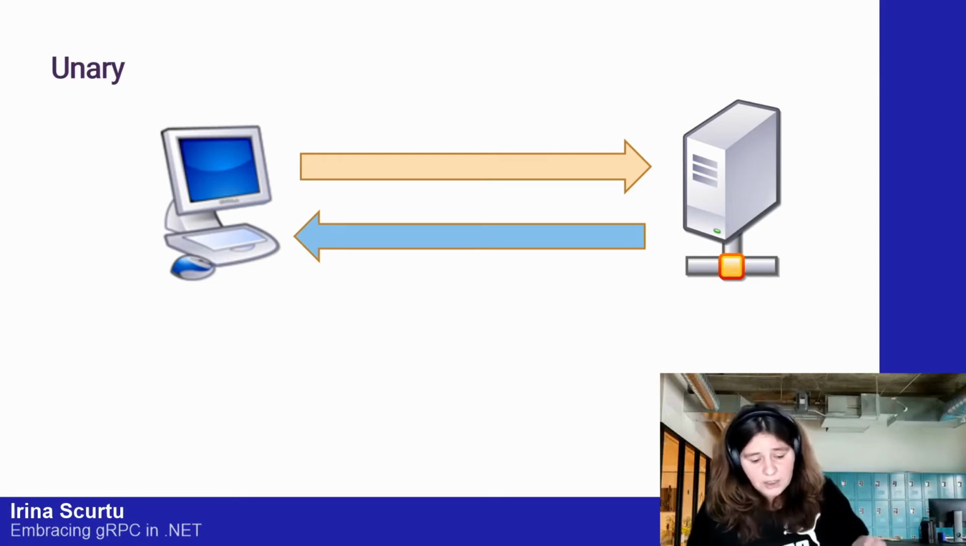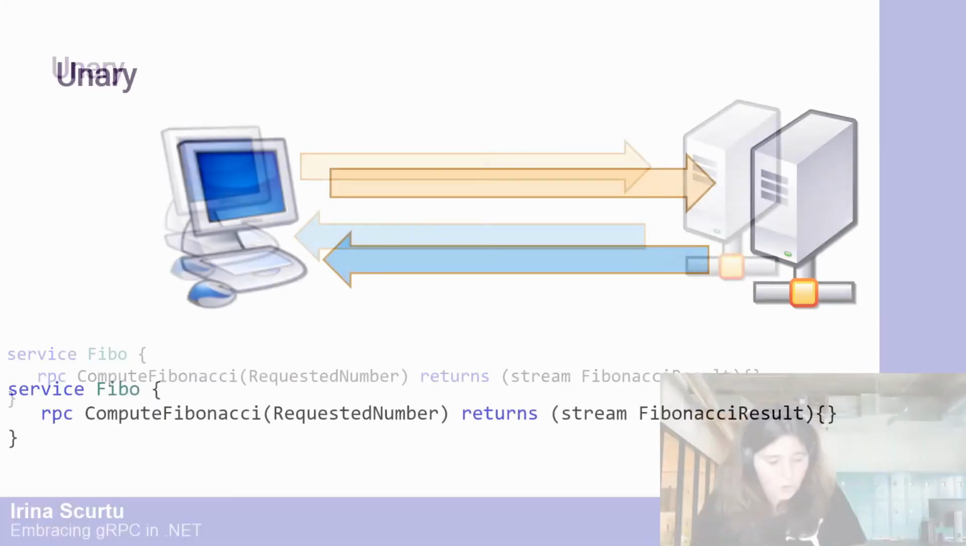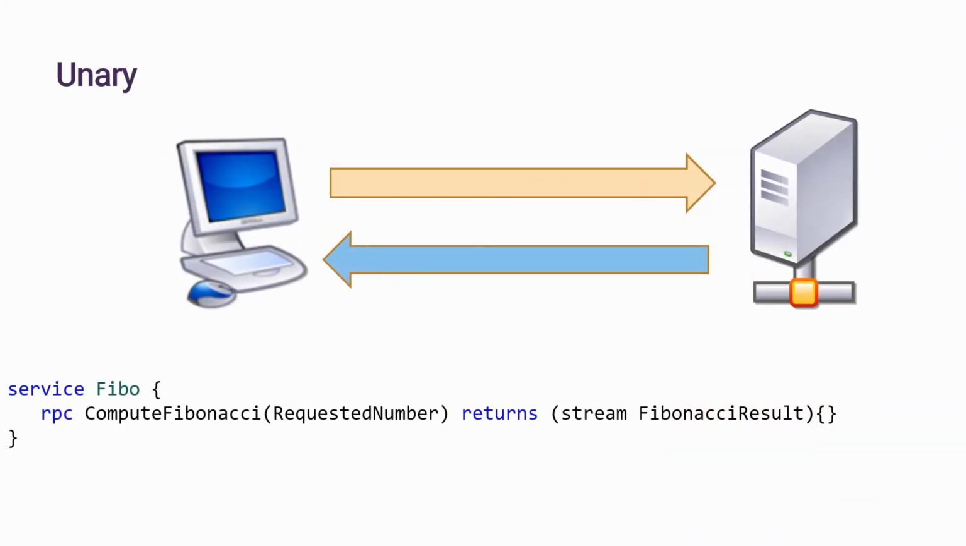Okay, how it looks if we were to define such a unary operation in a proto file. So you'll have RPC, your name for that method that you want to expose, the type and returns, and then you have Fibonacci result. The second option is server streaming.